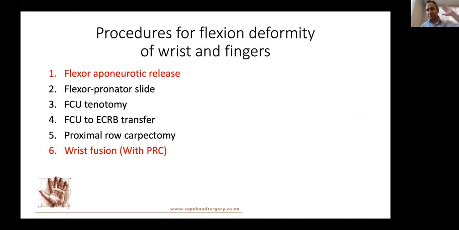So my two highlights for those doing the surgery: the flexor aponeurotic release. It's a very poorly taught procedure in my training, and something we've done in Australia, and it really works well with great benefit, not taking active flexion away. Flexor pronator slide, not my big surgery, with little gain. FCU tenotomy and transfers as needed, but the winner operation, if you've got one stage, is the wrist fusion for the advanced CP wrist, with the PRC.